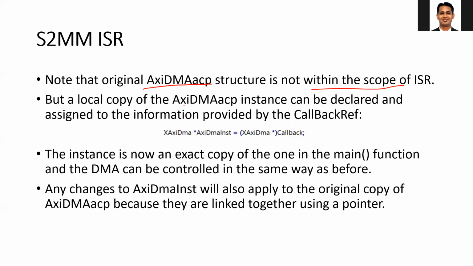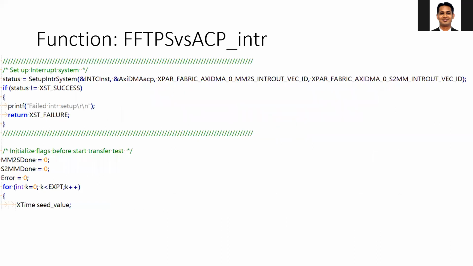So by using the local copy instance, we can get the information about the DMA, and we'll be able to read and write the control and status registers of the DMA. This is exactly a copy of the one in the main function, and you can modify the DMA. Any changes to that local copy will also apply to the original copy because they are linked together using the pointer. Okay. So with this, let's quickly revise our code.